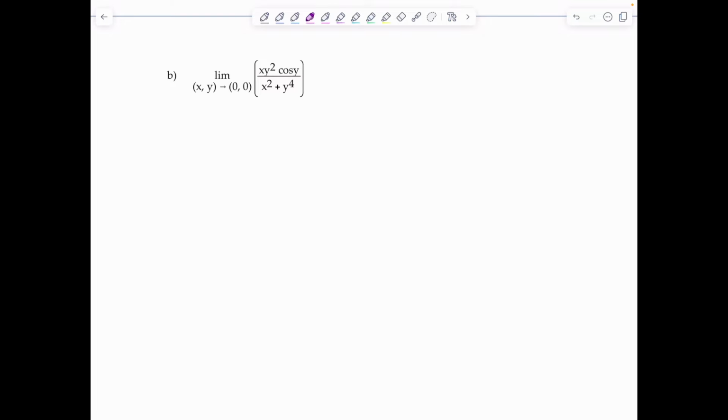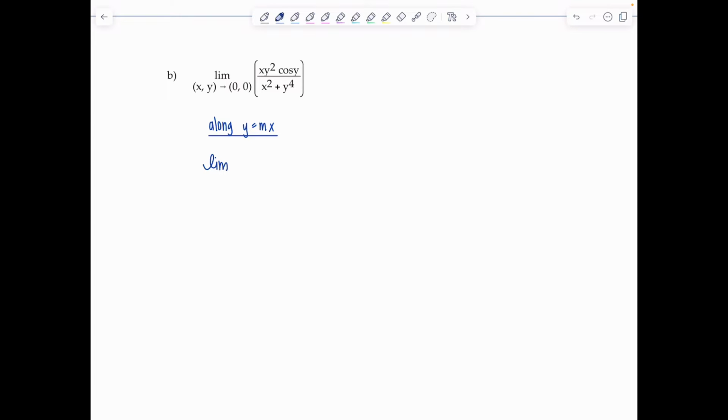So in order to show that it doesn't exist, I need to find two different paths that have different limits. Some students did this a variety of ways. Some went along the x-axis or the y-axis. I thought the most efficient way was to go along a general linear path, y equals mx. But like I said, a variety of approaches would have gotten a full credit response on this problem.